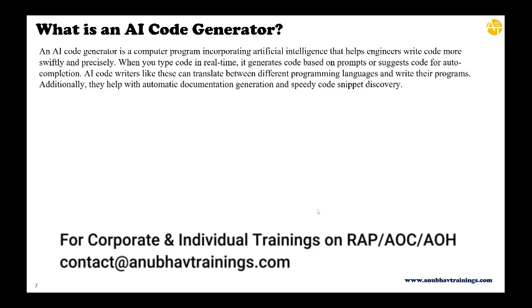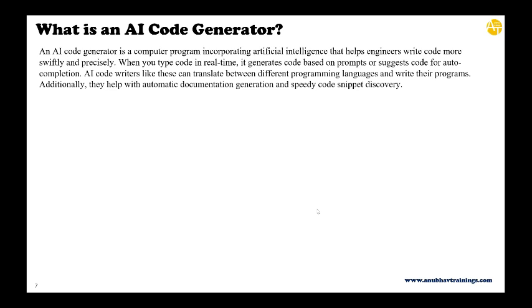When we type the code in real time, it generates the code based on prompts or suggests the code with auto completion. AI code writers like these can translate between different programming languages and also write new and fresh programs. Additionally, they help with automatic documentation generation as well as speedy code snippet discovery. So basically, it's more of an assistance to the developer, where the developer can do their job much better and faster.